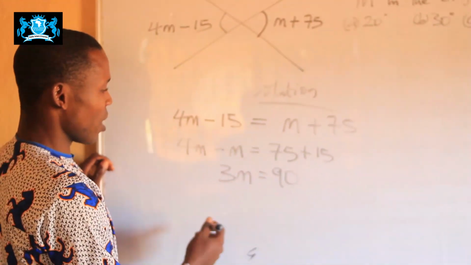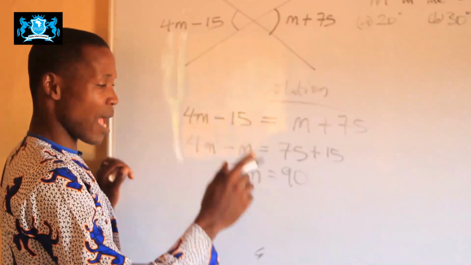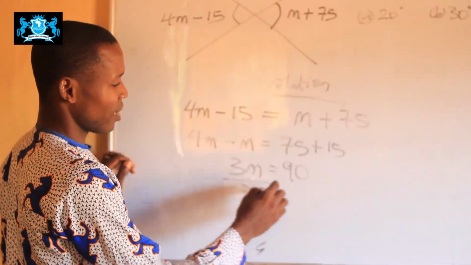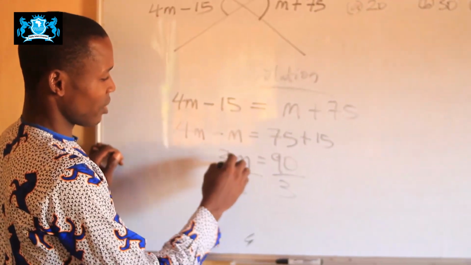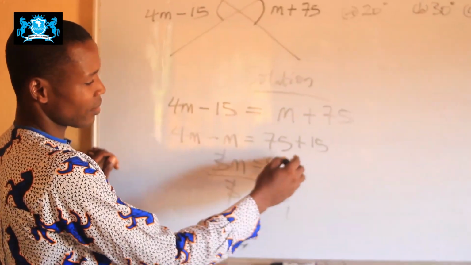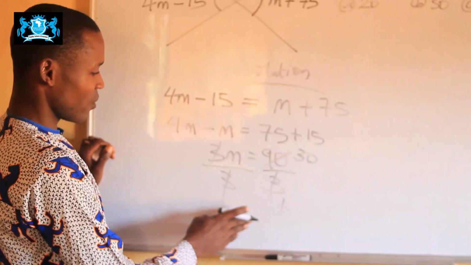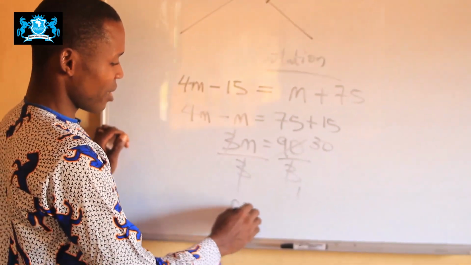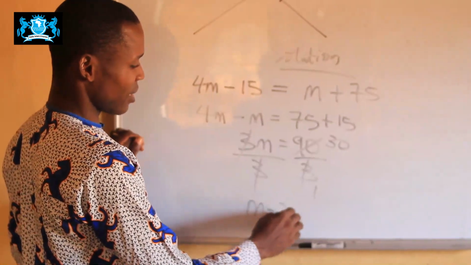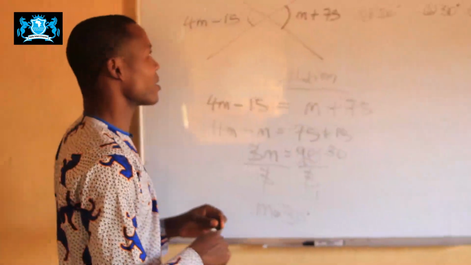Right? Now, what do we do? To find our m, if 3m is 90, what will 1m be? Let us divide by 3. 3 into this, 3 into this. m is now alone. 3 divided by 3 is 1. 3 into 90 will give you 30. Therefore, we will have m equals 30 degrees.